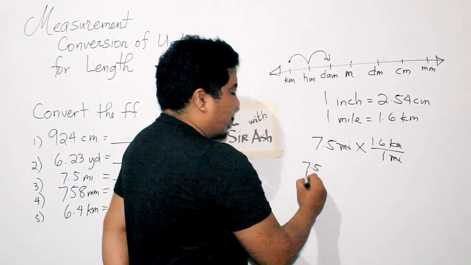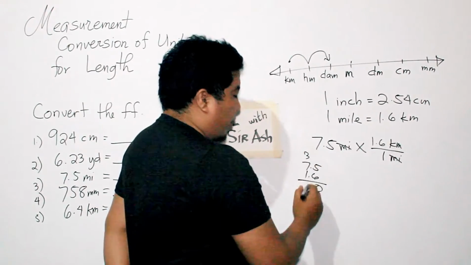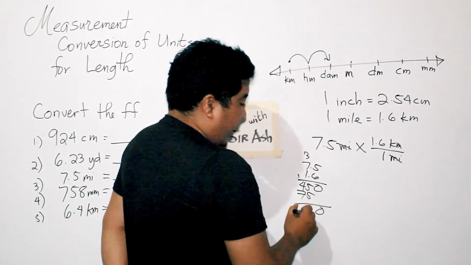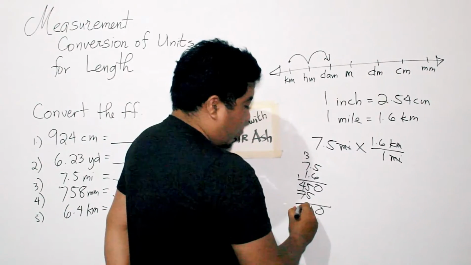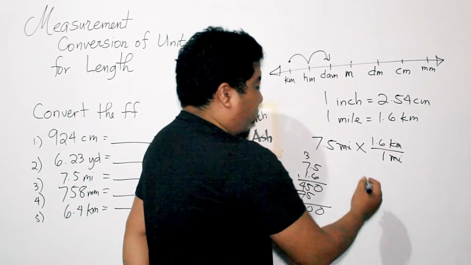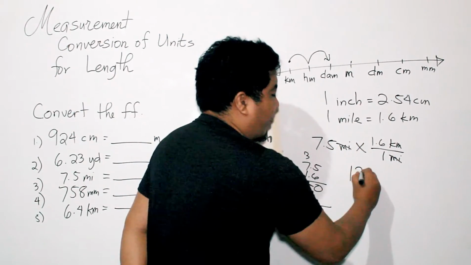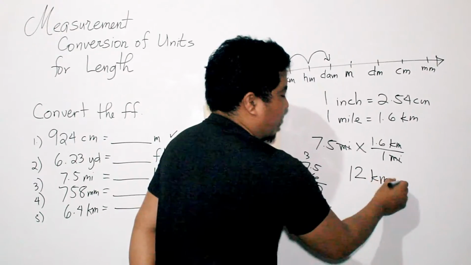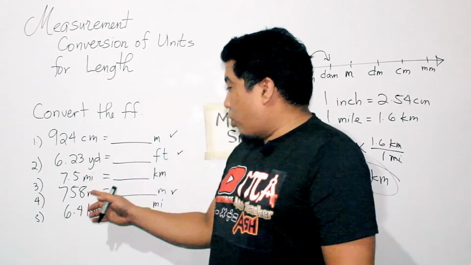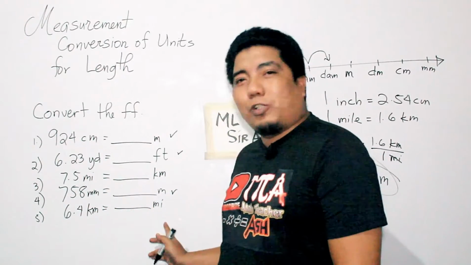So, 7.5 times 1.6, that will give you 30, 42, 43, 44, 45, 15, 7, 0, 10, carry 1, and that will give you 12. Okay, and then 2 decimals, so that is 12. So, therefore, the answer for 7.5 times 1.6 is 12. So, you have 12 kilometers. And that is the answer for the first given cross conversion. Easy, right? Now, what if you have kilometers to miles?